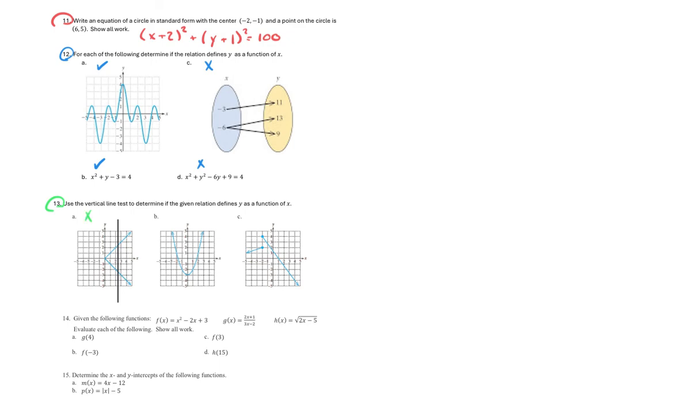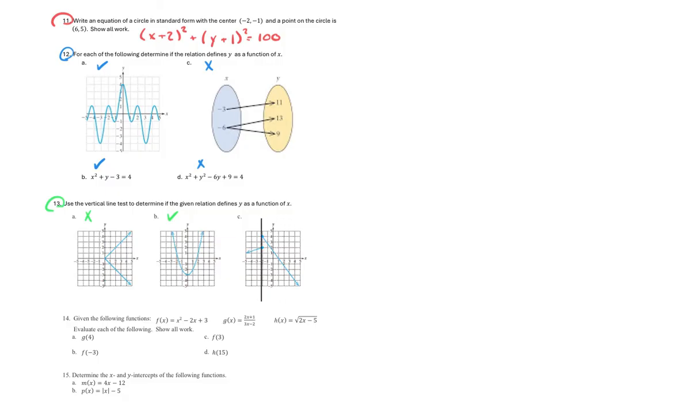If we move on to the next one, B, as I move this along, it only ever touches at one point. So this one is good, and for this one, y is a function of x. Then for C, you do the same thing. As we pass it along, it seems good, but there's a point where something happens.